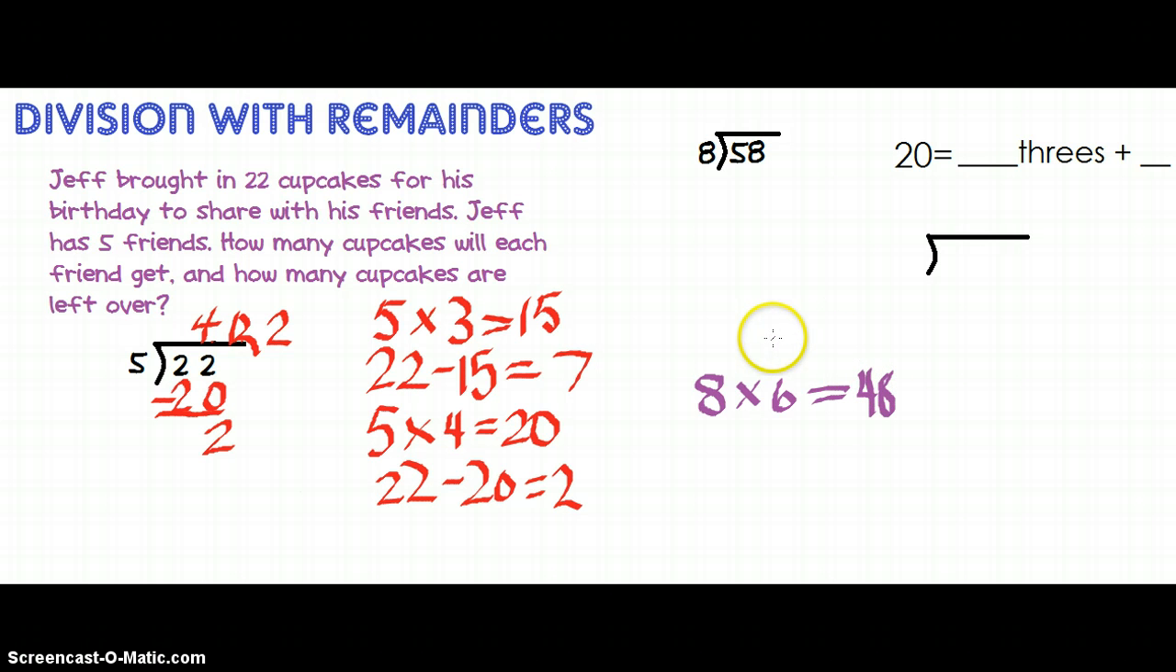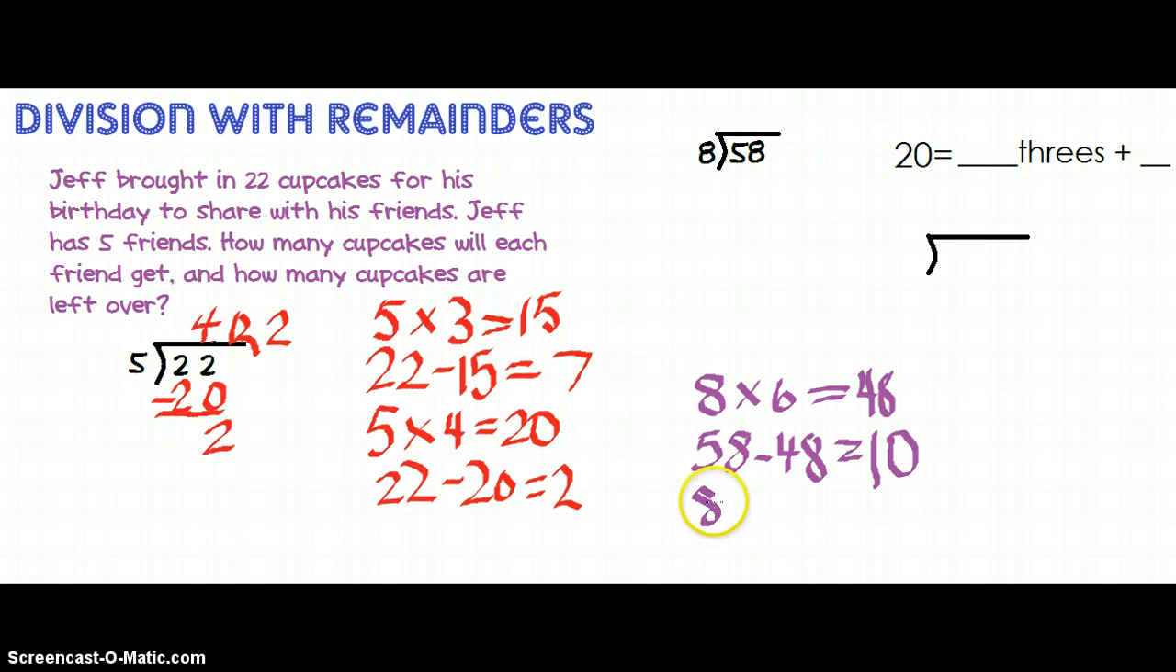Now I have to do the same thing that I did when I was talking about the cupcakes. I have to take the total number I have and subtract the number I used. I used 48. 58 minus 48 equals 10. Now I'm dividing by 8, so I need to see, is this number bigger than 8? And the answer is yes. So I know I can put one more in each group.